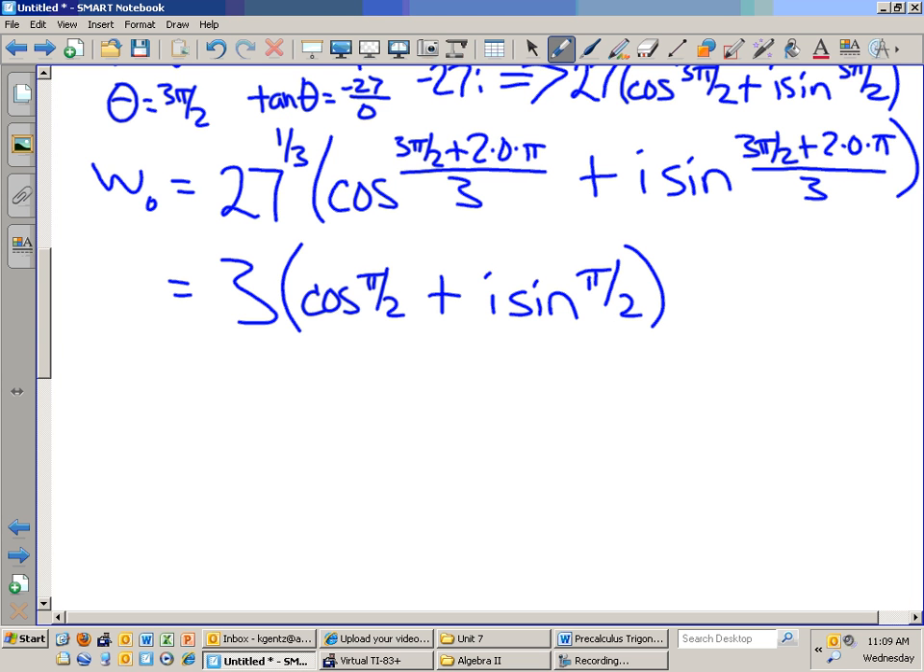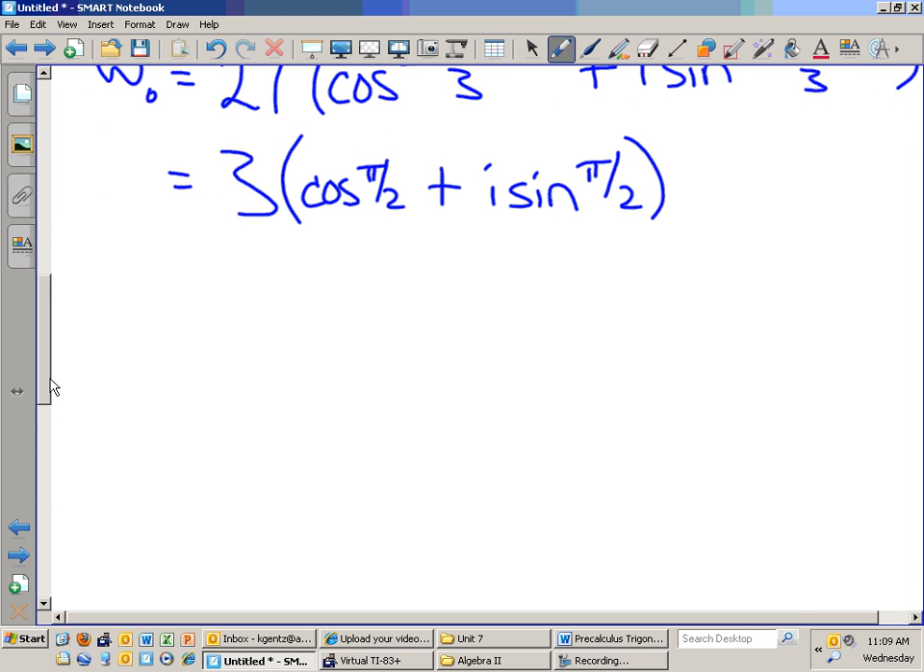You can look at your unit circle sheets if you want. What's the cosine of pi over 2? 0 plus what's sine of pi over 2? 1. So 1 times i is i. I distribute that 3 through. What's 3 times 0? 0. What's 3 times i? 3i.